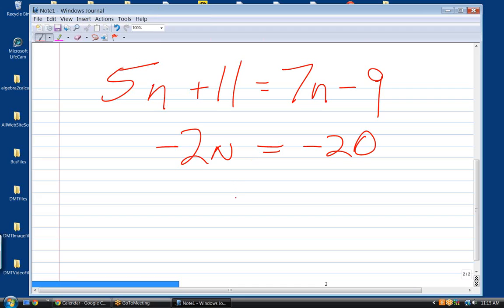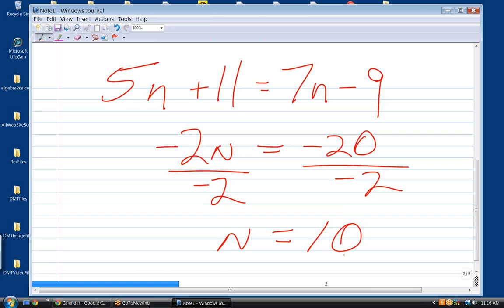Divide both sides by what? By negative 2. That's the only thing that's going to leave me with an n. If I divide both sides by 2, I'm going to be left with a negative n. So I have to divide both sides by negative 2. What's minus 20 divided by negative 2? Positive 10. So that method works just fine.